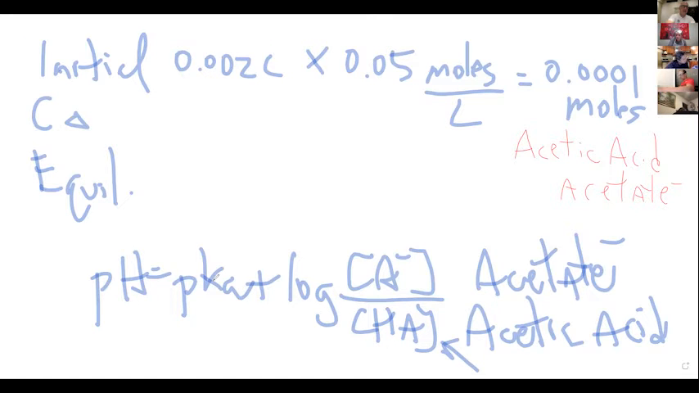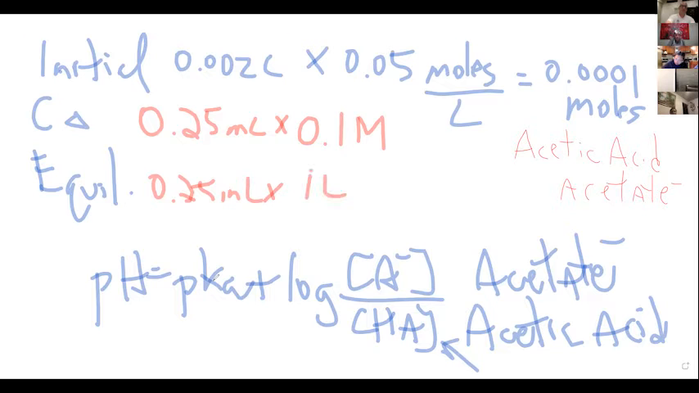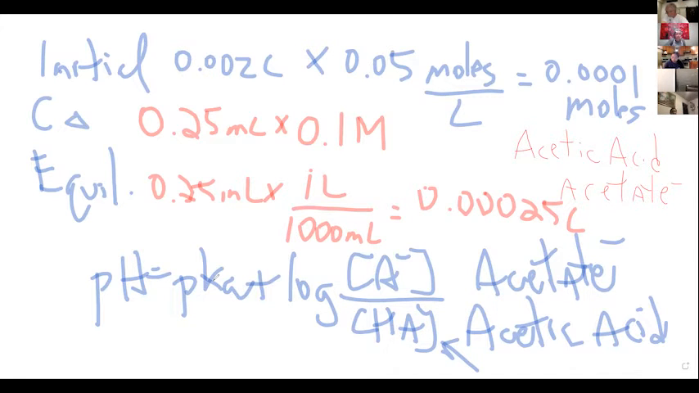The change is when we add sodium hydroxide. So 1 drop of sodium hydroxide is about 0.25 mils. And the concentration of our sodium hydroxide was 0.1 molar. So we do the same calculation. How many mils is that? How many liters is 0.25 mils? 0.25 mils times 1 liter over 1,000 mils. Again, it's going to be a really small number. 0.00025 liters. Is that correct? I'm constantly checking to make sure I don't screw this up. Yeah.